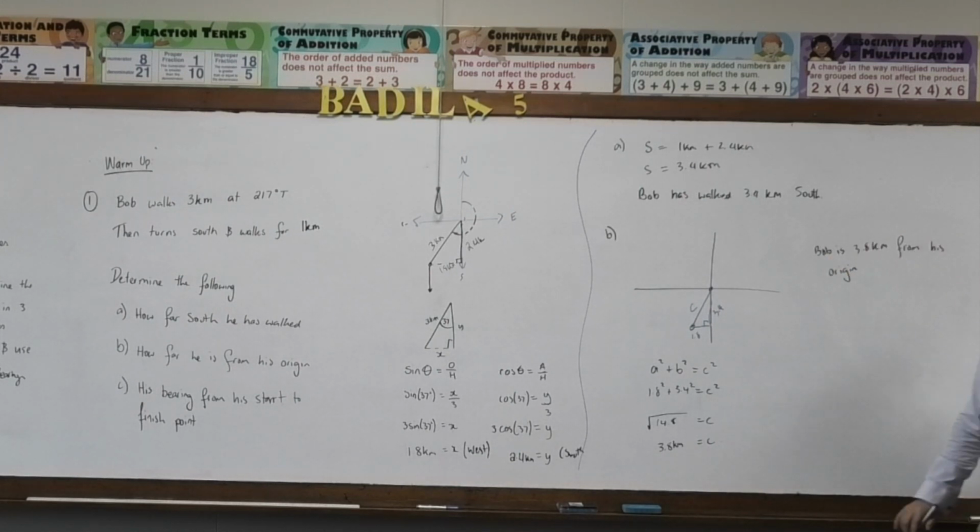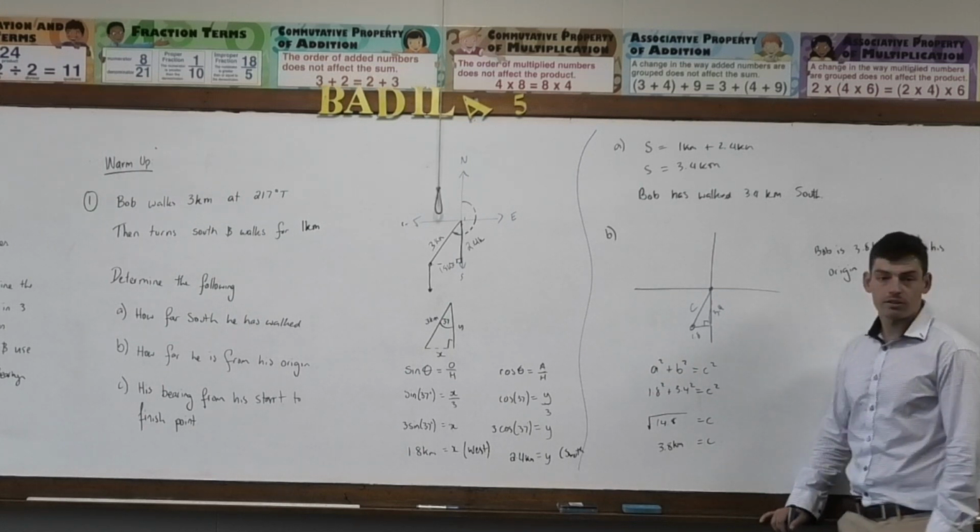What would I do now? I need to find out his bearing from his start point to his final point. So which part of the triangle am I looking for? Surely someone can tell me what's a bearing. Is it a length? How do we measure bearings? It's an angle, correct? That gives you a hint, doesn't it?